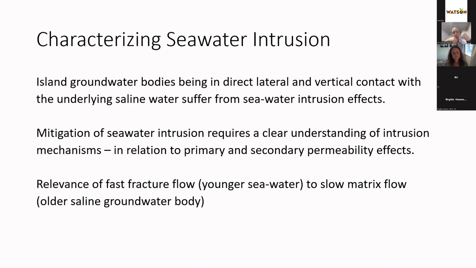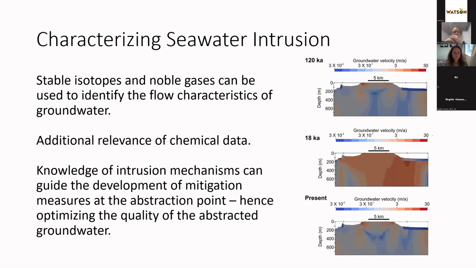Is it primary permeability, so the slow flow in the aquifer matrix, or is it attributed to secondary permeability, so fast fracture flow, younger seawater? And we're currently concluding a project with the Atomic Energy Agency where we're looking at stable isotopes and noble gases and how these can help us identify the flow characteristics by determining the age of the underlying seawater body from which the seawater intrusion occurs in the center of the island.